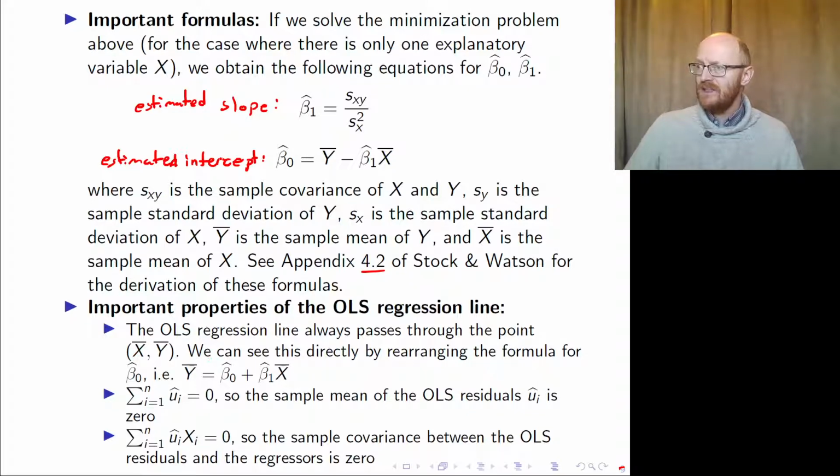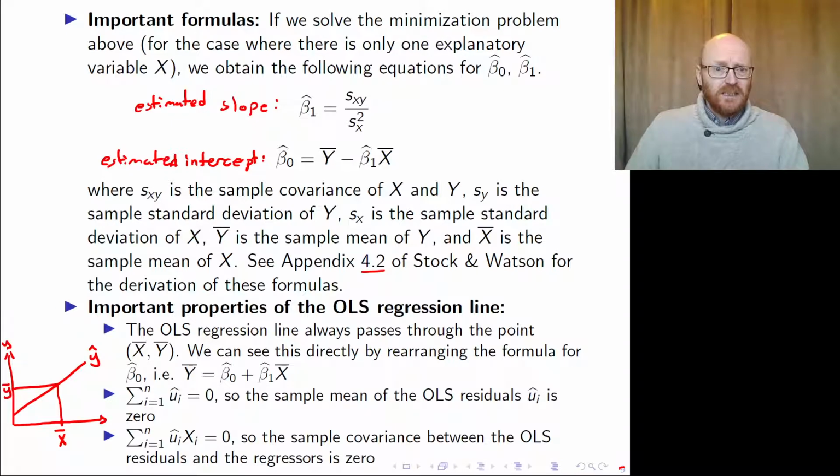And you see that by arranging the equation for the estimated intercept, and putting the sample average of y on one side and the rest on the other side, you see that this sample regression line, y hat, goes through the sample average of both x and y.